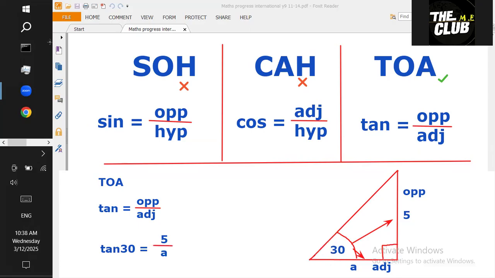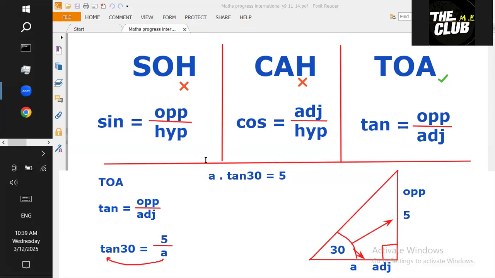Now, what are we trying to find? We're trying to find A. As we said, we can't move the numerator. We only move the denominator. And when we move the denominator from a fraction, we have to move the whole denominator. So we take the A because it's divided, and I'm going to take it to the other side by multiplying. So it's going to be like this: A times tan 30 equals 5. Now that's the first step of moving the denominator.